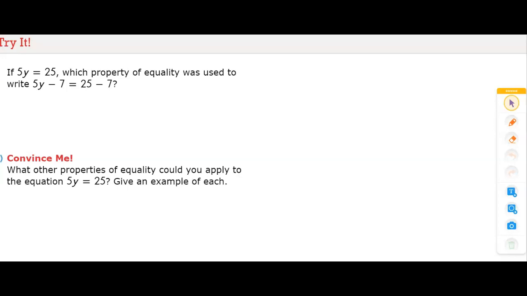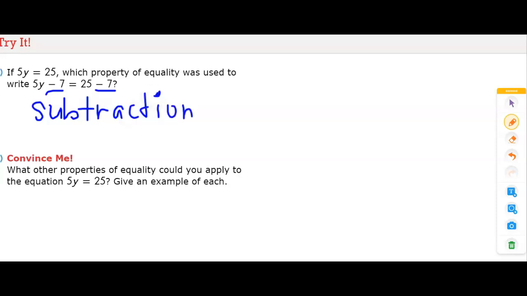If 5y = 25, which property of equality was used to write 5y - 7 = 25 - 7? The property used here, because they are subtracting 7 from both sides of the equation, would be the subtraction property of equality.